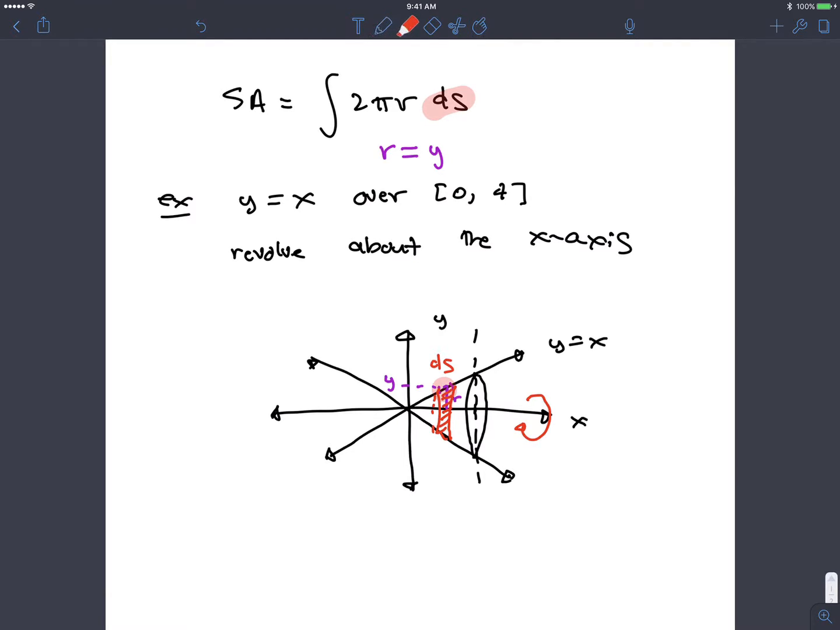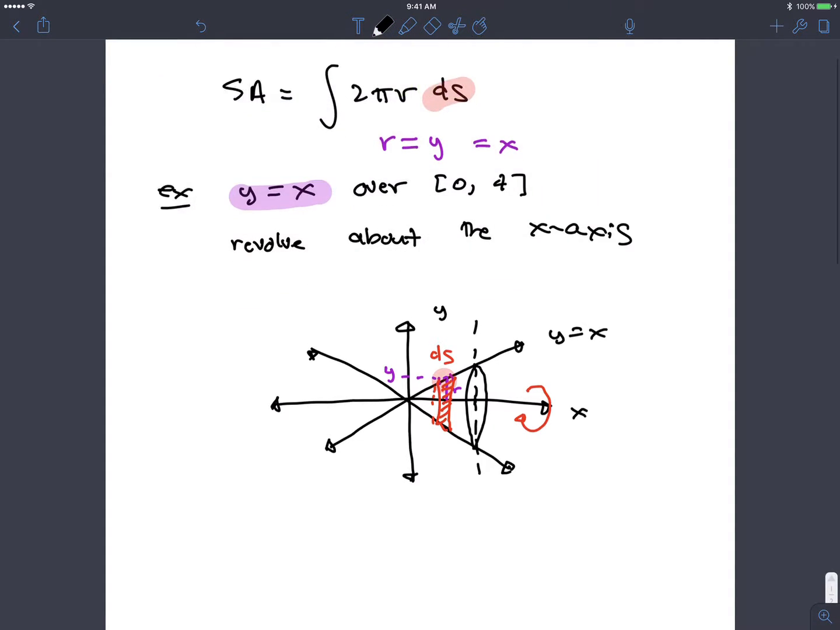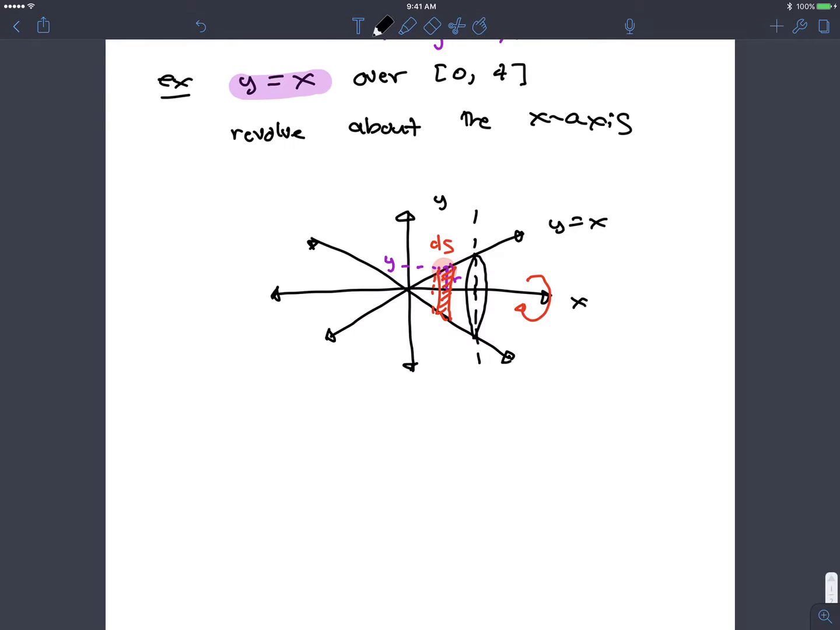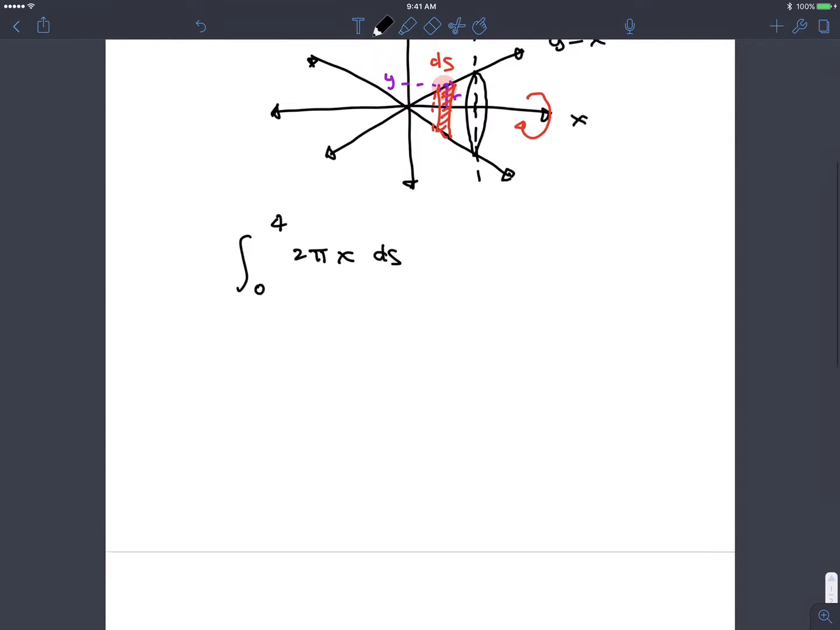We already know that the y value here is actually x, so our radius will be equal to x. In our formula, the surface area becomes the integral from 0 to 4 of 2 pi, not r, but x, and then I have this ds.